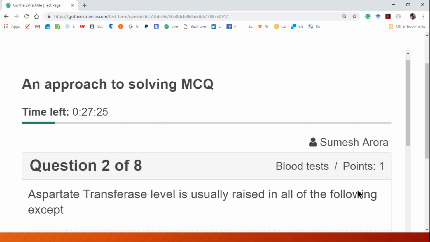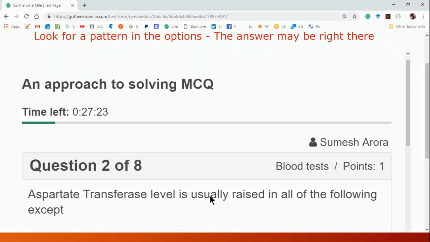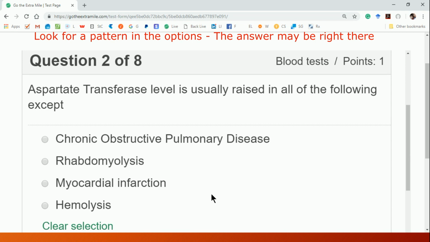Let's see this question. Aspartate transferase, or AST as we usually call it, level is usually raised in all of the following except. Be very careful of the word except. It is easy to miss, and if you know only one of these options, say myocardial infarction, you would say, oh, I know it is raised in myocardial infarction, so that must be the answer. But when you say except, I know that this cannot be the answer. There has to be another option. So what is the pattern here?